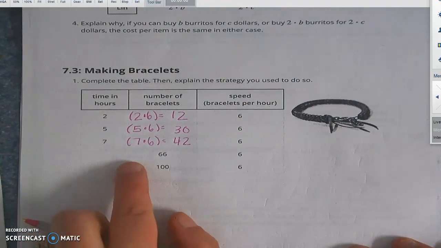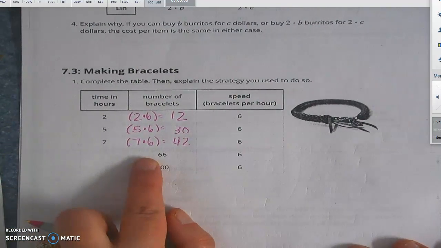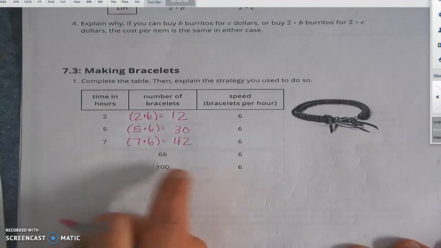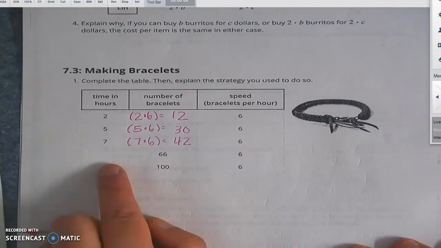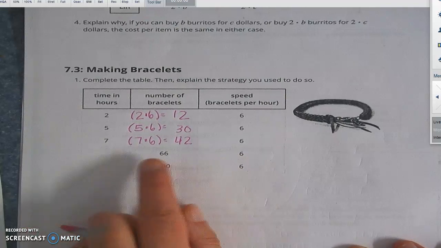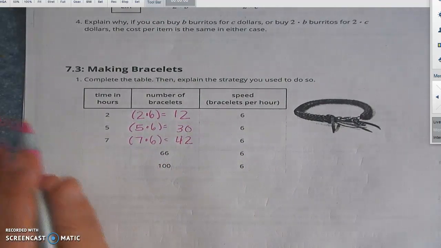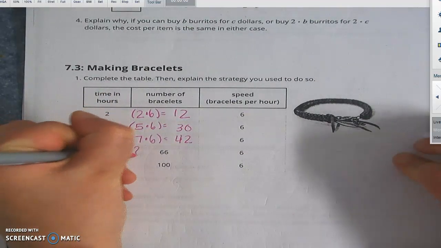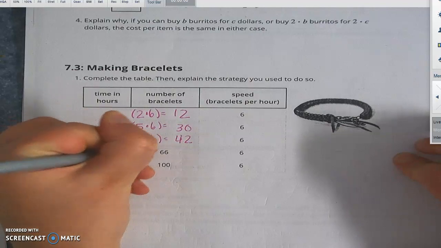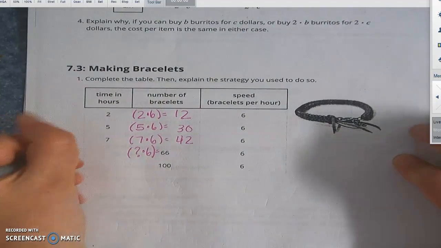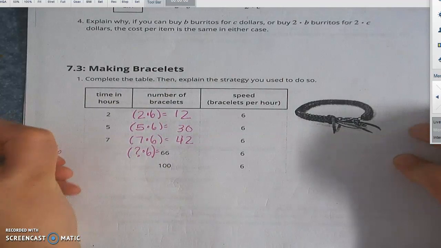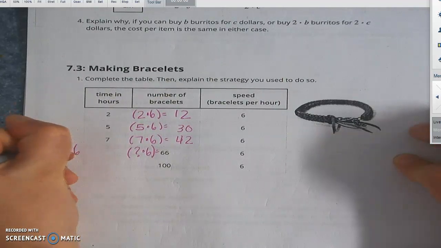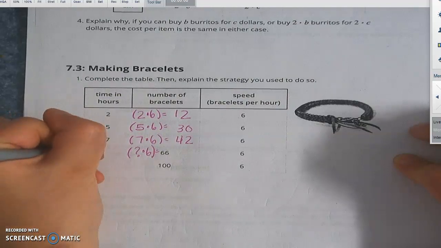But now we're a little bit backwards because I can't do 6 hours times 66 bracelets equals how many, or 6 bracelets per hour times 66 bracelets equals the time in hours. That's just not going to work. So I need to think of what times 6 would give me 66, or I can do 66 bracelets divided by 6 bracelets per hour gives me 11 hours.